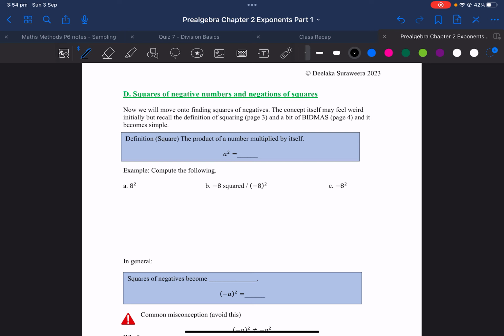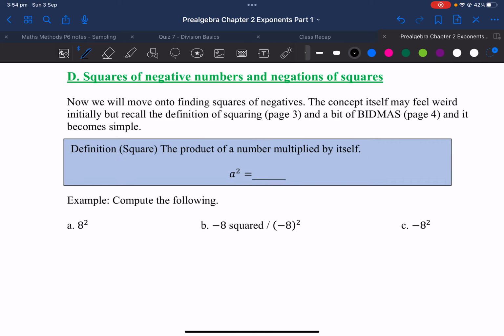So we're going to do squares of negative numbers and also negating squares, which you don't need to worry about for now. But the important one is squares of negative numbers. Let's recall the definition of a square. It's very important. I know you know. A times A. But we're going to use it in a very clever way here.